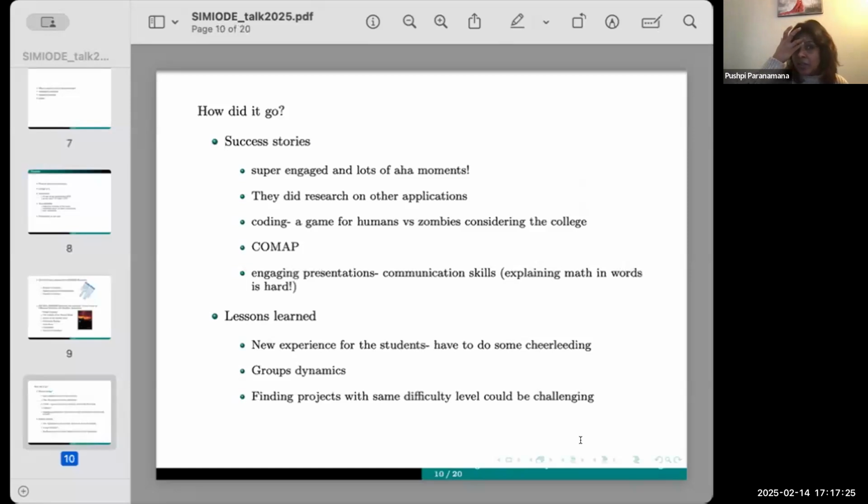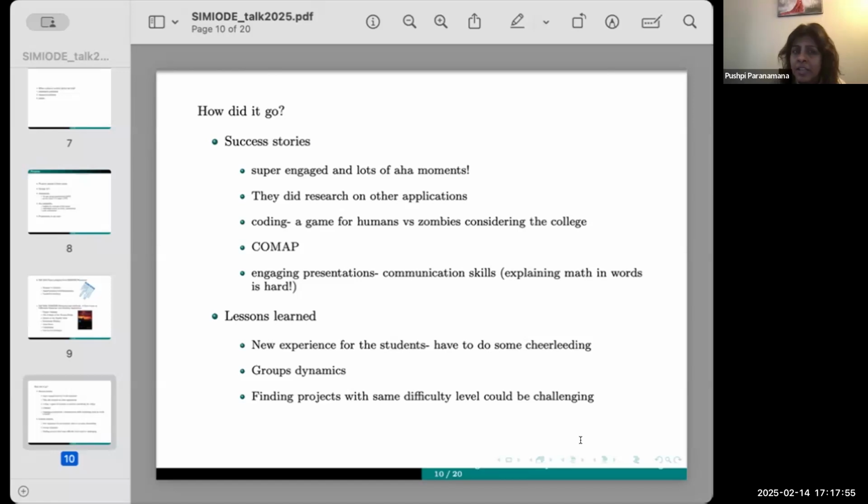So some success stories, especially last semester, they were super engaged and I saw a lot of aha moments. It was so much fun. They had so much fun. And also some groups did research on other applications, especially the Van der Pol oscillator group. They looked at relations to other applications. What are the connections to other things? And they enjoyed it.